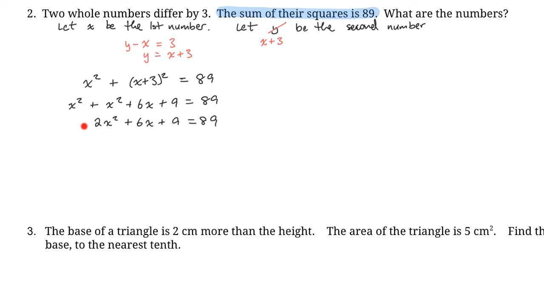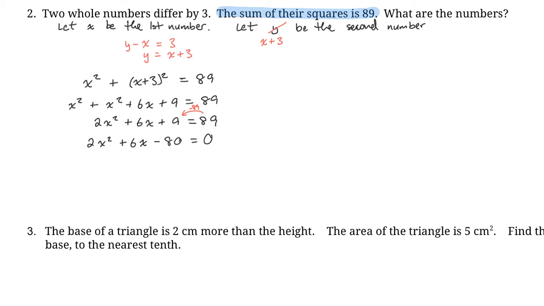So we want to solve for x. How do we solve for x here? Well, in order to solve a quadratic, we need this to be equal to 0. So we need to move this 89 over to the other side. And we do that by subtracting 89. So once we do that, we get 2x squared plus 6x minus 80, and that's equal to 0.